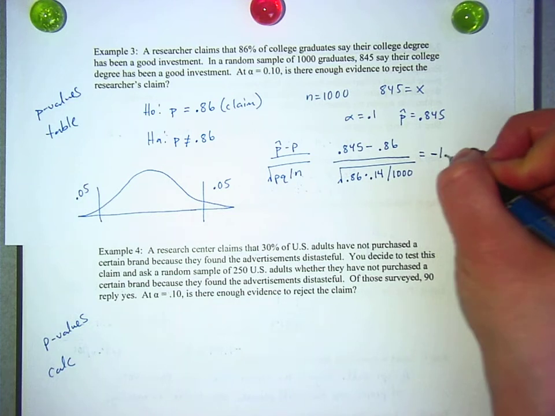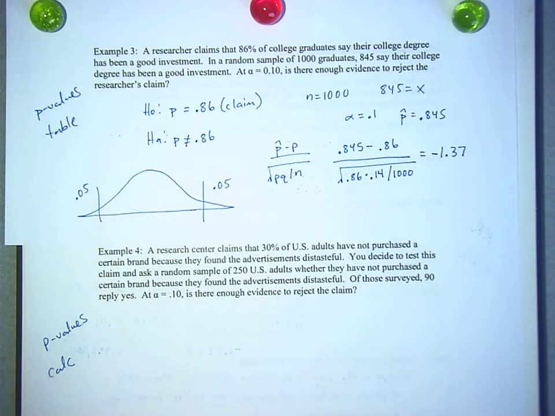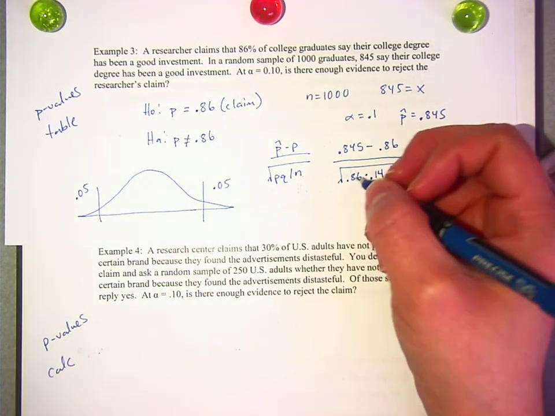I got negative 1.37. But this time we have to look up the area associated with that. So we're going to look on page A16. Negative 1.37. You guys get 0.0853?